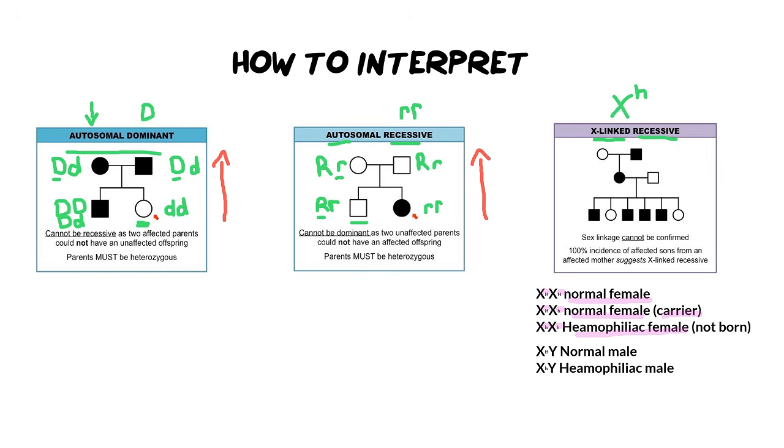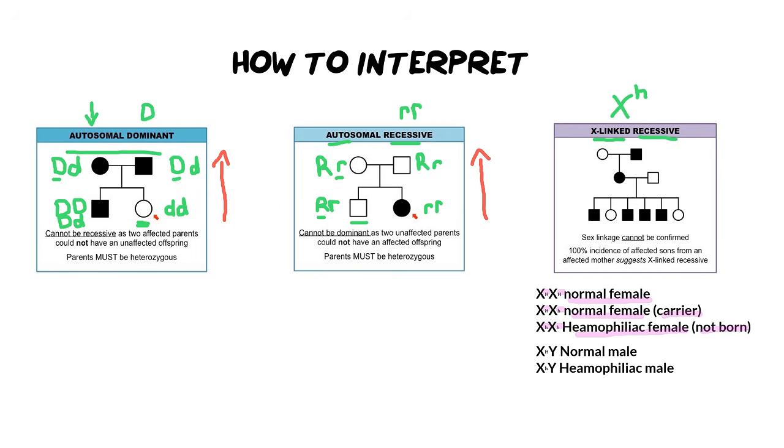Now, I've noted here in brackets that these individuals are not born, and that is true. You can calculate the chance of a female having hemophilia in a Punnett square, but hemophiliac girls are not actually born. Unfortunately, the hemophiliac gene, when it is present twice, ultimately causes a miscarriage.